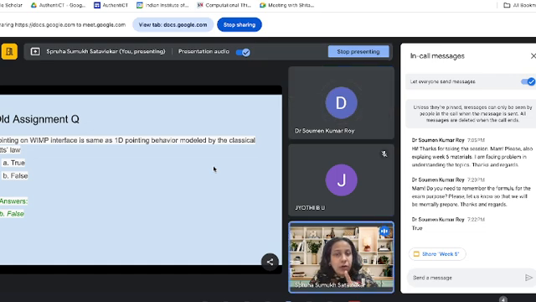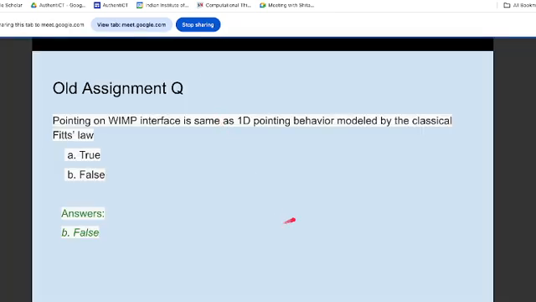Are we talking also about the windows placement? Windows could be placed anywhere, right, on the screen. So we are essentially talking about the two dimensions, vertical as well as X and Y, on our screen. That's the reason why we need a 2D model pointing behavior instead of only 1D pointing behavior.